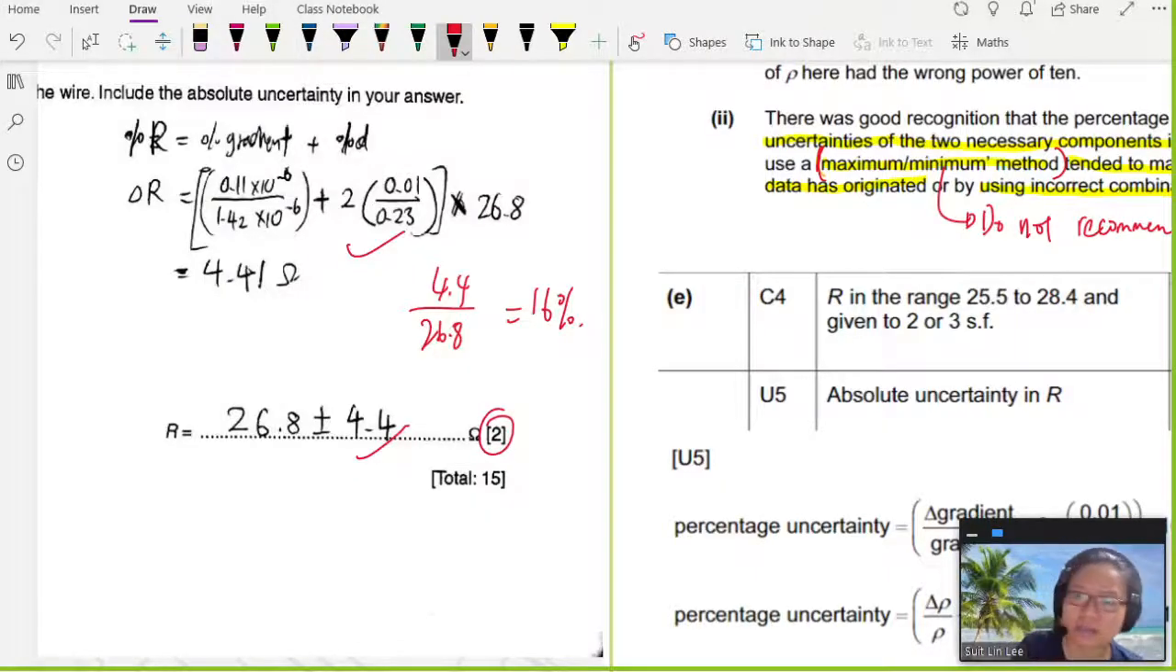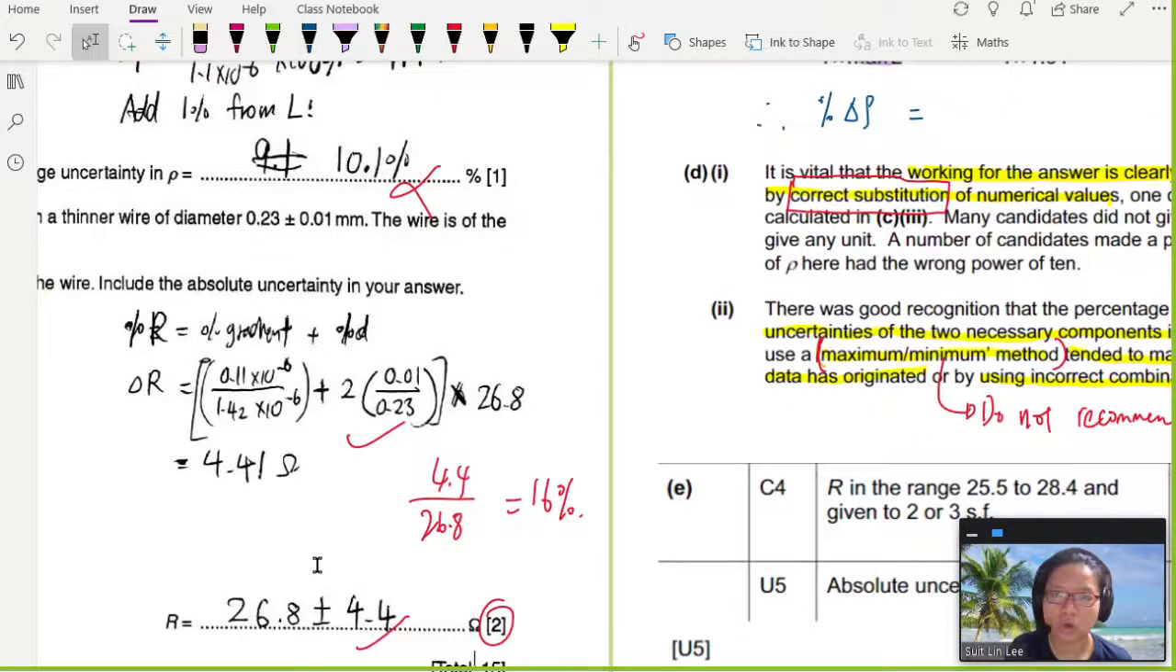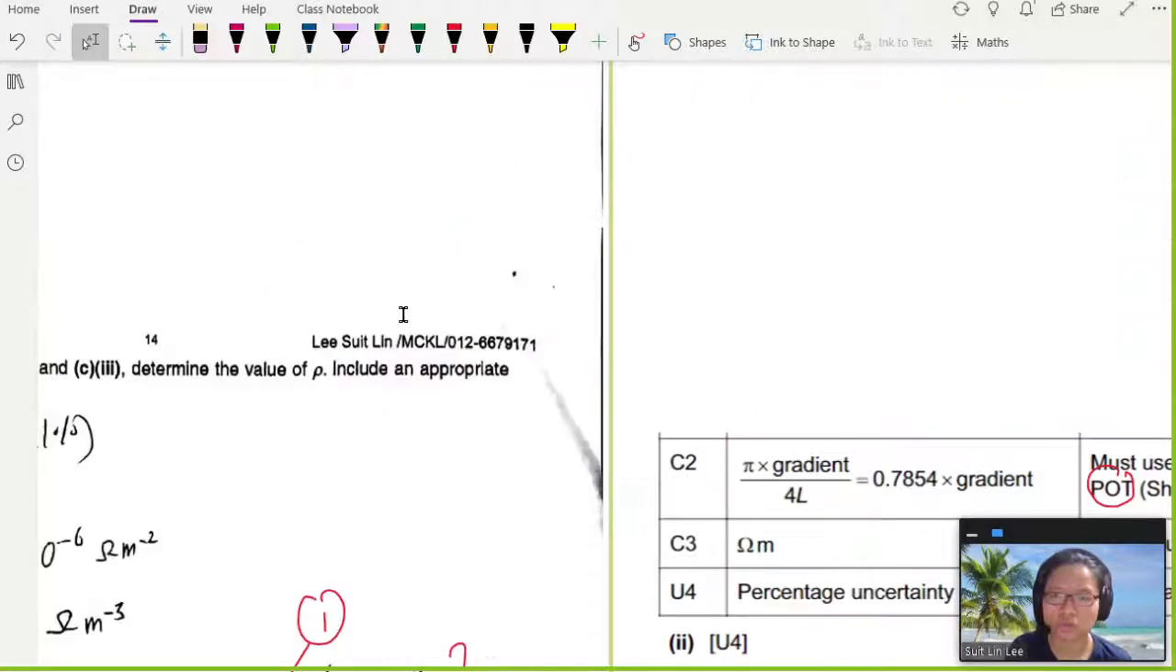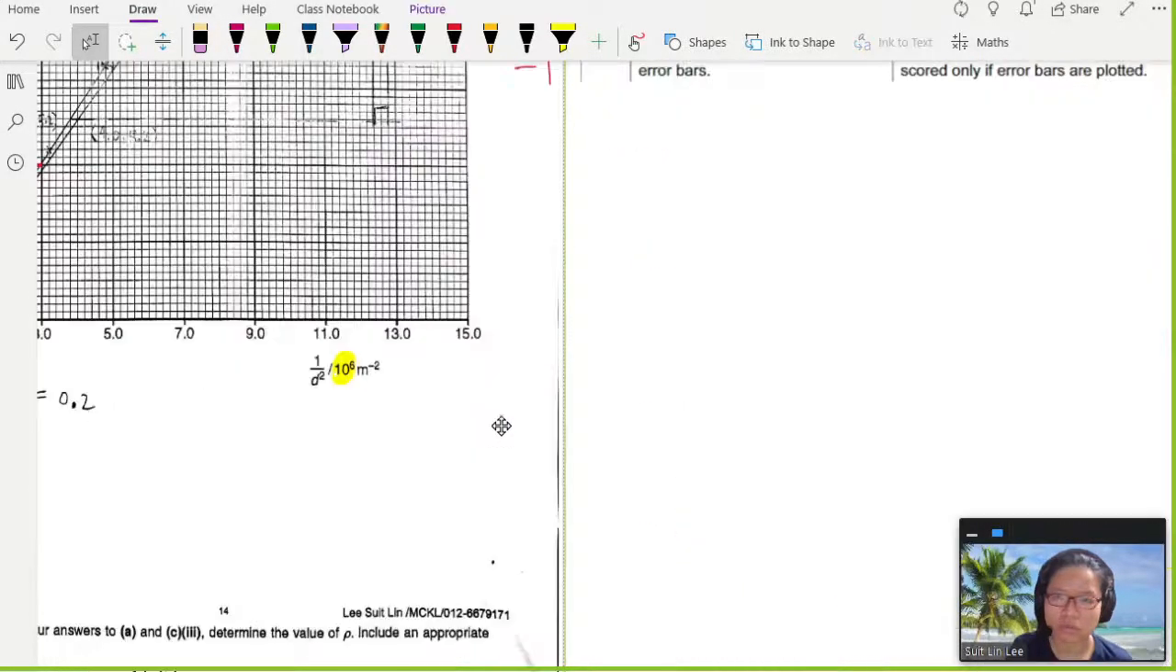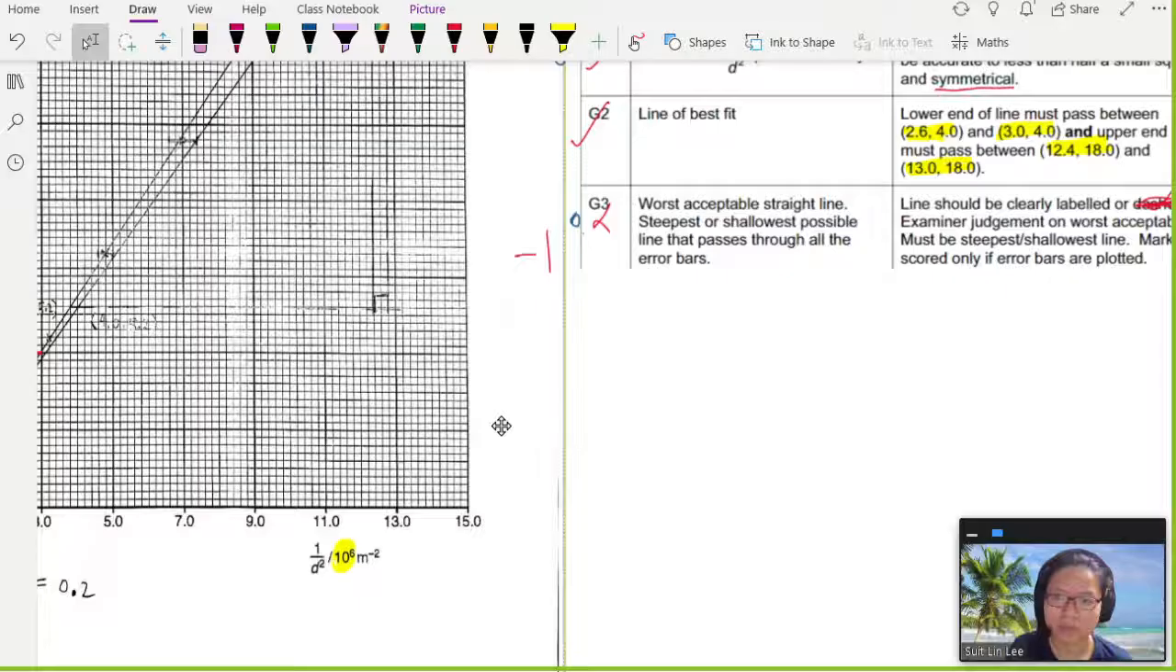So let's total up the marks. There. 1, 2, 3. So this is 3 marks. So here minus 1 now. Here minus 1. 3 marks. 4, 5.